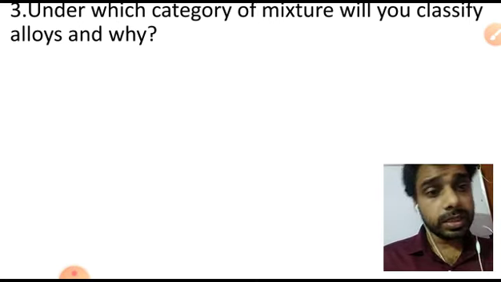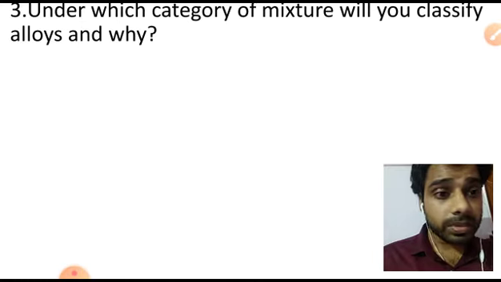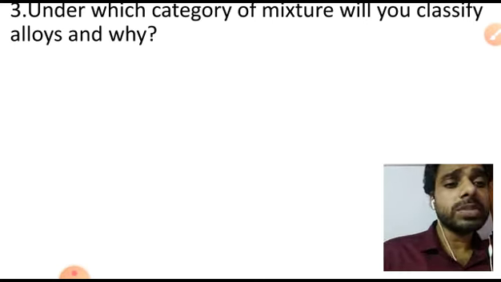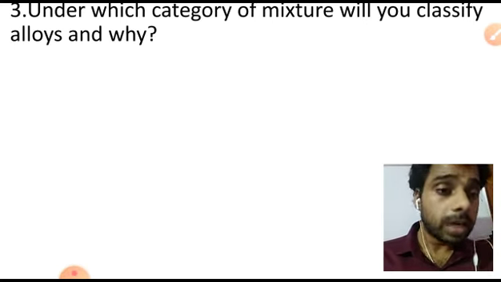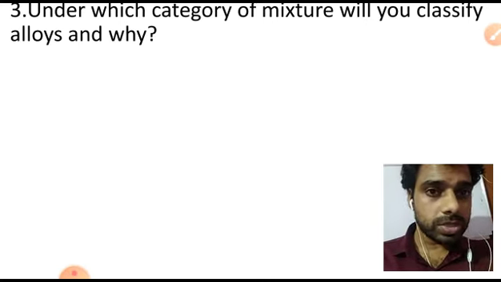In a homogeneous mixture, components cannot be separated by physical methods, you know. A heterogeneous mixture, like sand plus water, can be separated by physical methods like filtration. But alloys are a homogeneous mixture because the components cannot be separated by physical methods and the components retain their properties. So you have understood.